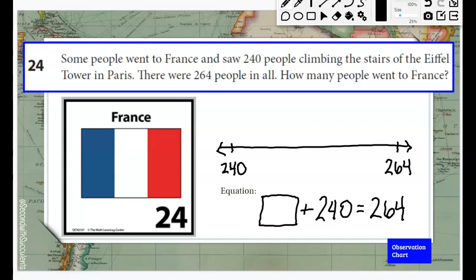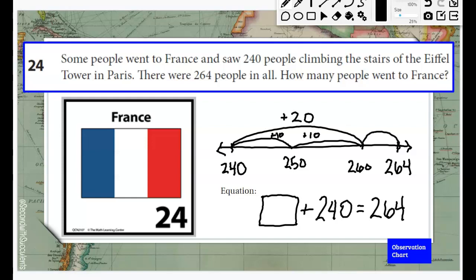Let's make our jumps to 264. Now you may know that 240 plus 20 equals 260. You could also make your smaller jump of plus 10 to get to 250, and then another 10 to get to 260. We also know we need to jump 4 more to get to 264. So 24 plus 240 equals 264. Good thinking.